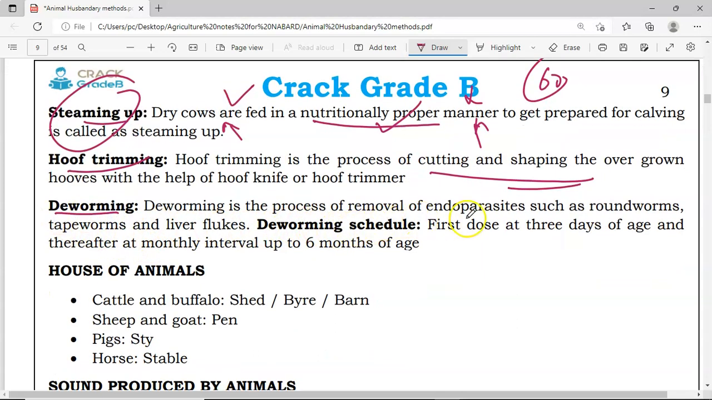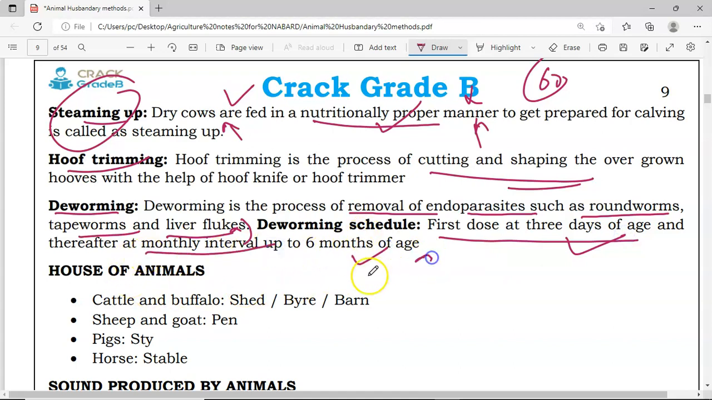Deworming is a very important process. Under this, removal of endoparasites such as roundworms, tapeworms and liver flukes happens. Its schedule can be at 3 days of age and then at 2-month intervals up to 6 months of age.